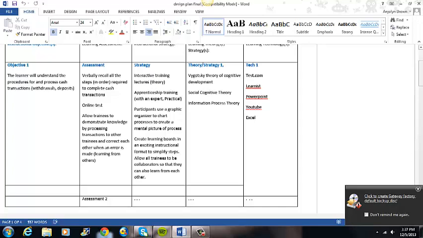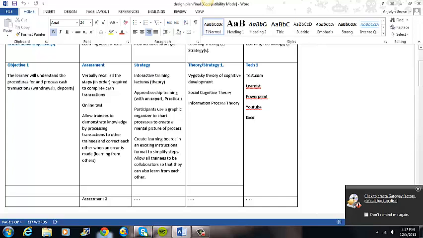The instructor will also create learning boards in an exciting instructional manner that will break down these processes and make them a more social or friendlier version of training. Theory associated with this strategy is social cognitive theory, information processing theory, and Vygotsky's theory of cognitive development.